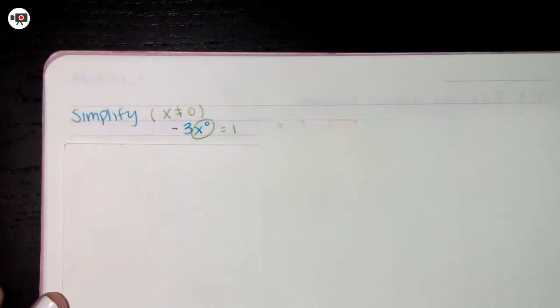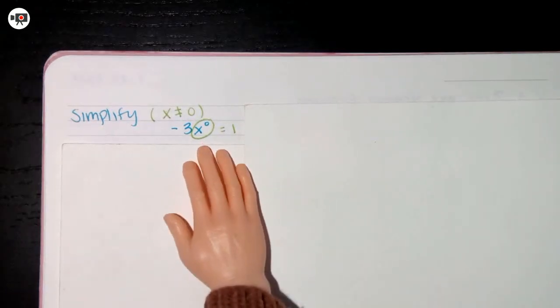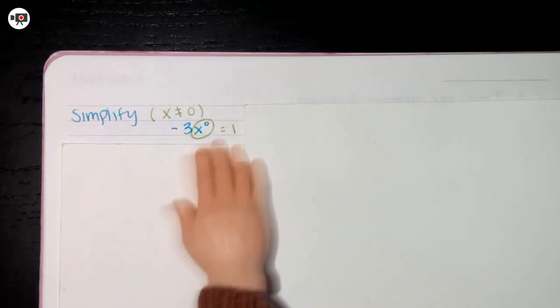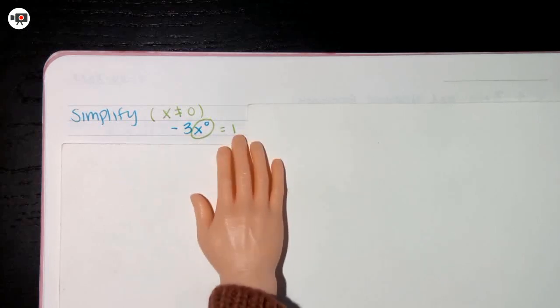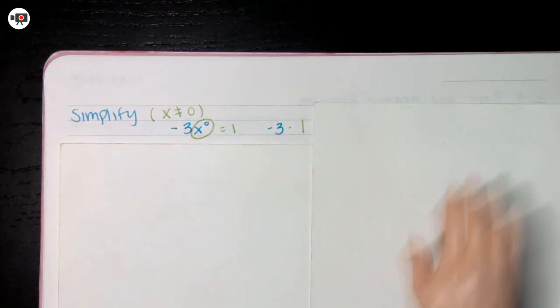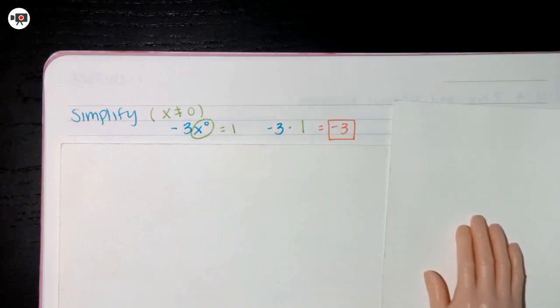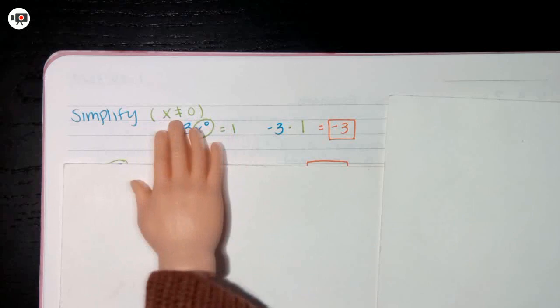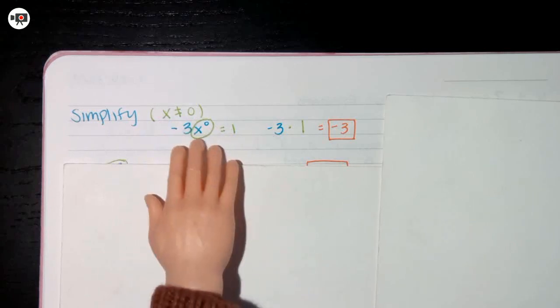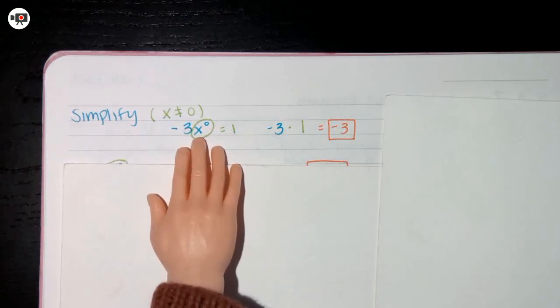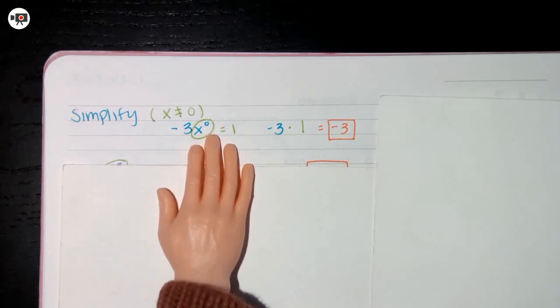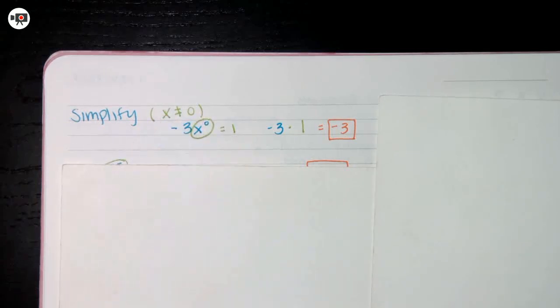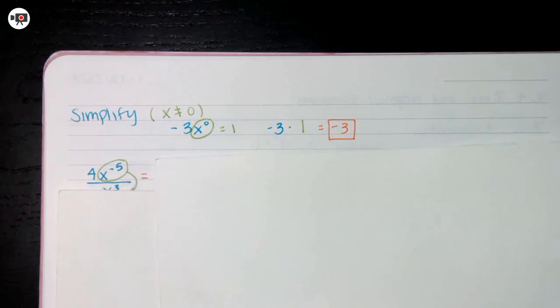We're going to simplify here. Negative 3 times x to the 0 power. This 0 power is only on x, so that becomes 1. So that's negative 3 times 1, which is negative 3. If I did not specify that x could not be 0, we could also say that this would be 0 to the 0 power, which would be undefined. So we're assuming that x isn't 0 in any of these.